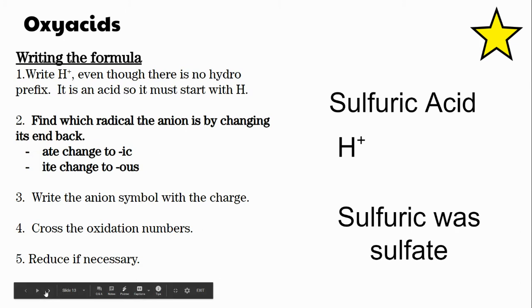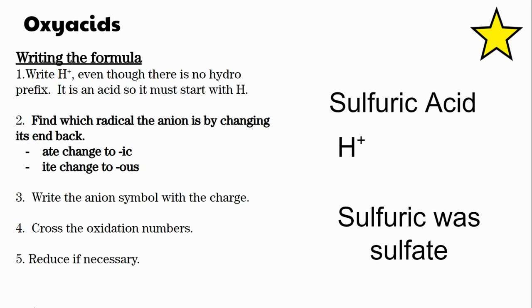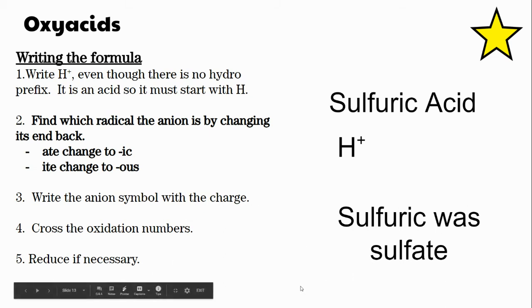From there, then I'm going to talk about the anion part. So I have to figure out what the anion was. So if it was an ic, that means that it was an ate, because these are the ways we change the endings. A really good way to remember it is that you ate something icky in the cafeteria, or ites changed to ous. I don't have a cute little saying for ite turns to ous. So if you guys figure one out, let me know. But I do know that you ate something icky. So if this is sulfuric, then it was sulfate.